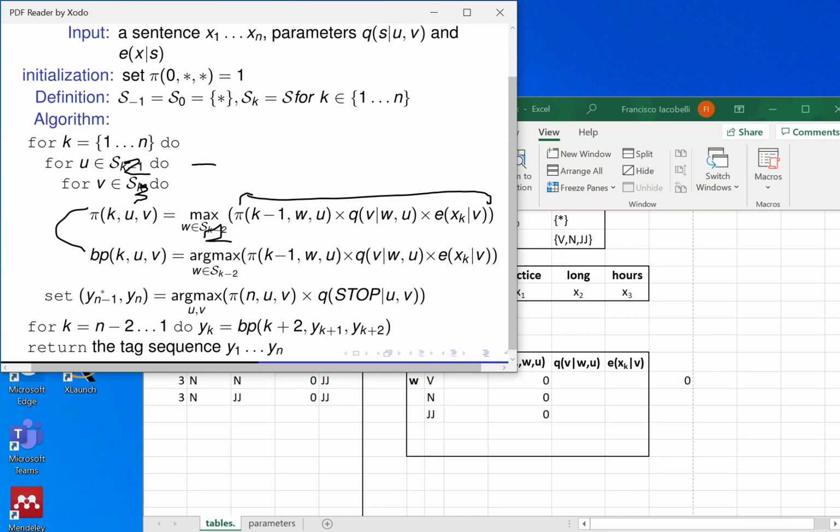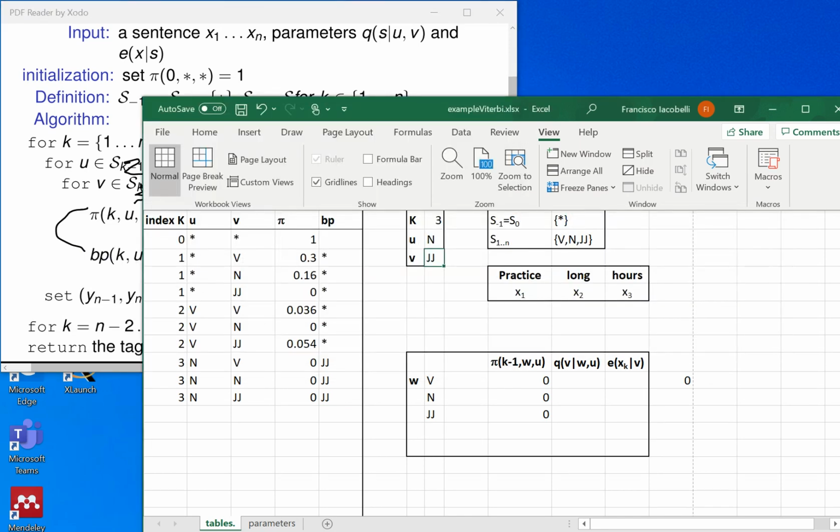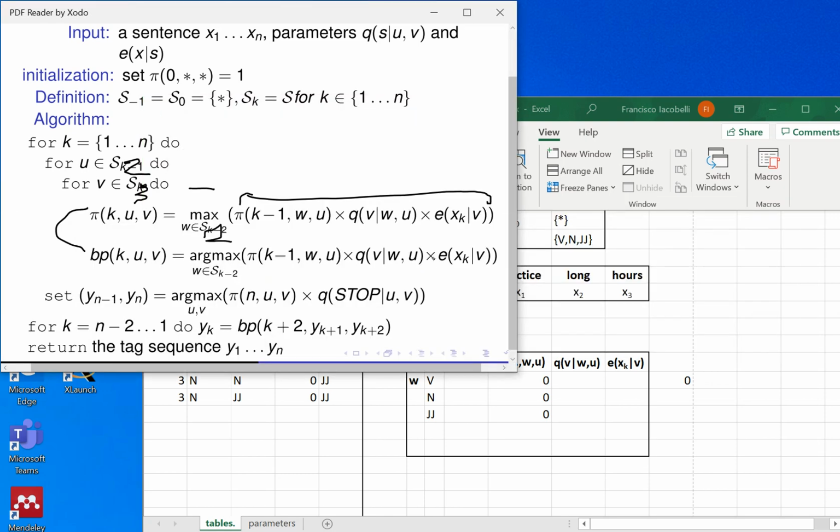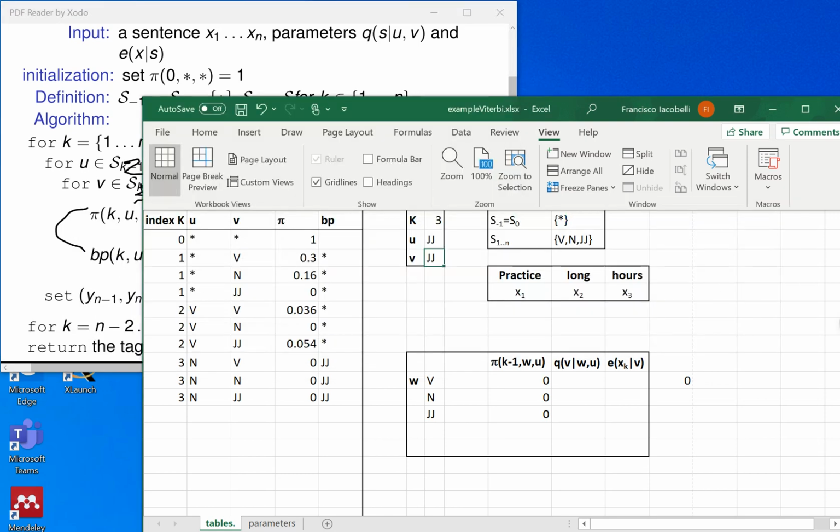We need to iterate over U again. So the next value of U is going to be JJ. And now we again start our iterations on V. V is going to start with the tag V. And now we're going to look at pi of K minus 1, which is 2 V JJ. Pi of 2 V JJ.